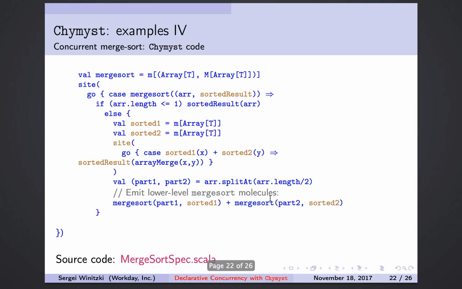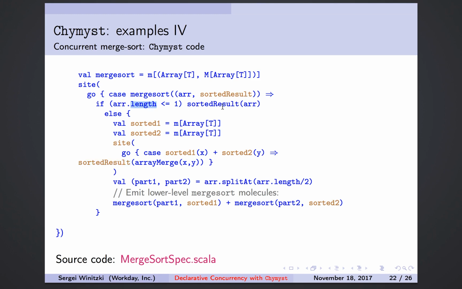Let's look at the actual Chymyst code. We define the merge sort molecule as a molecule carrying a tuple of an array and an emitter carrying an array. So this emitter will be the sorted result, and this was the initial array. When this reaction finishes, the sorted result emitter will be called with the result. This is like continuation passing, if you're familiar with that. This is the continuation, which will be called when the result is finished. So this is where it's called.